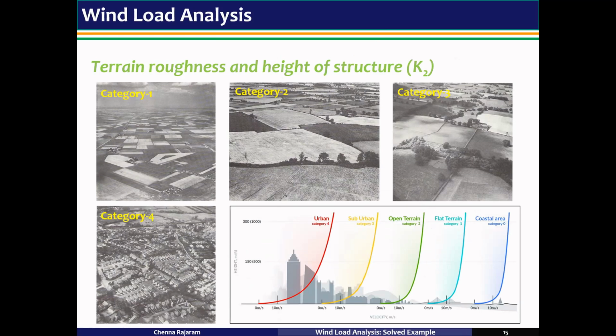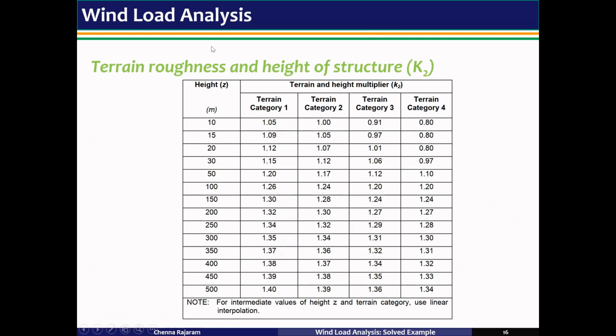Selection of terrain categories shall be made with due regard to the effect of obstructions which constitute the ground surface roughness. Here, as per IS 875 Part 3 2015, it is categorized as category 1, 2, 3, and 4. Category 0 represents the coastal area, category 1 represents flat terrain, 2 represents open terrain, 3 represents suburban area, 4 represents urban area. The values are given with respect to the height for various categories. For 10 meters height, the value for category 1 is 1.05, for category 2 is 1, for category 3 is 0.91, for category 4 is 0.8.